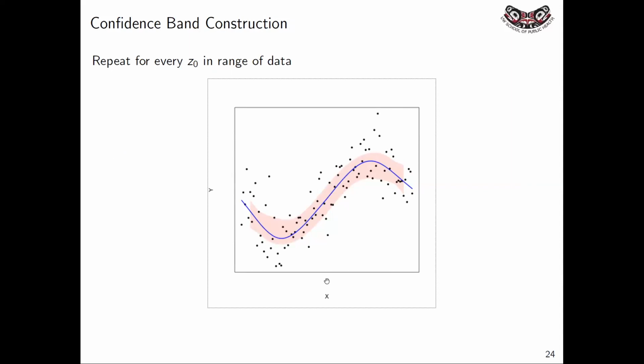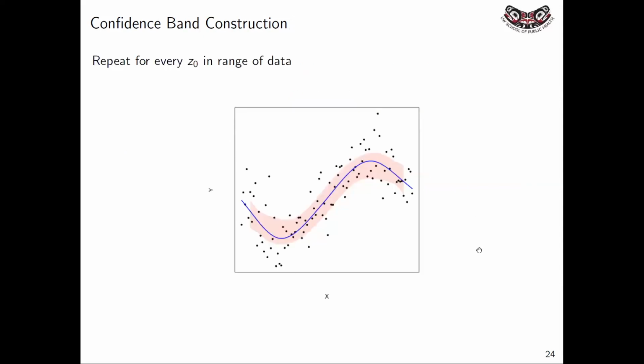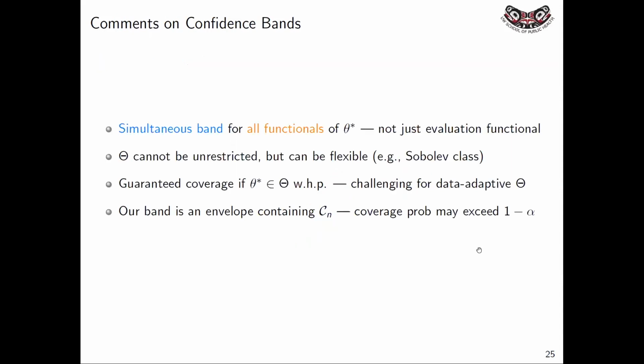Okay, I had a little bit of a movie showing you how we could get the minimum maximum at each particular point, just going like this. We do it for different points within our domain, and then we basically construct a confidence band by sweeping through those. And this is a valid confidence band. It's a simultaneous band for all functionals of theta star, not just evaluation functionals.